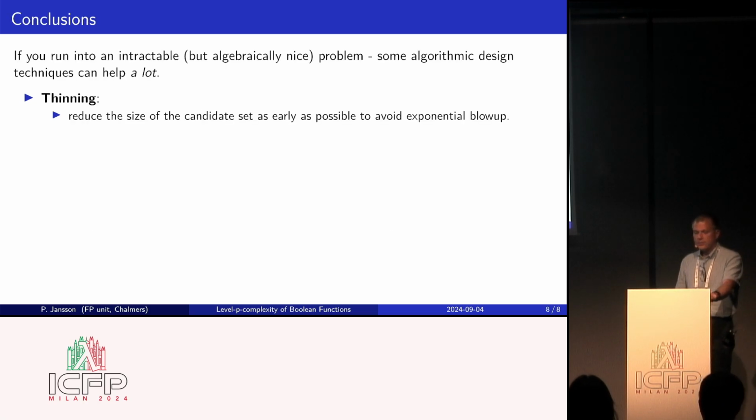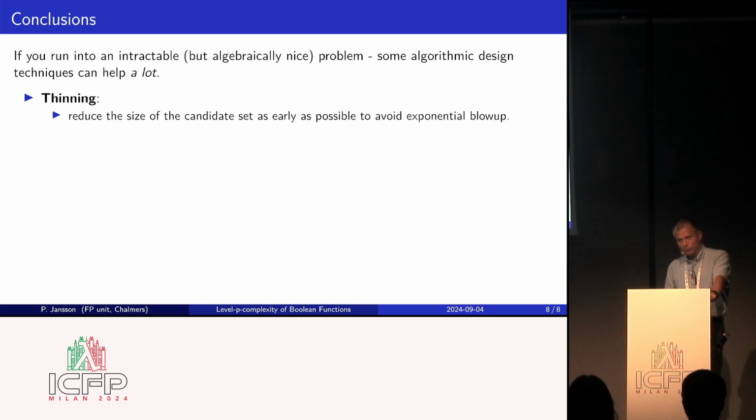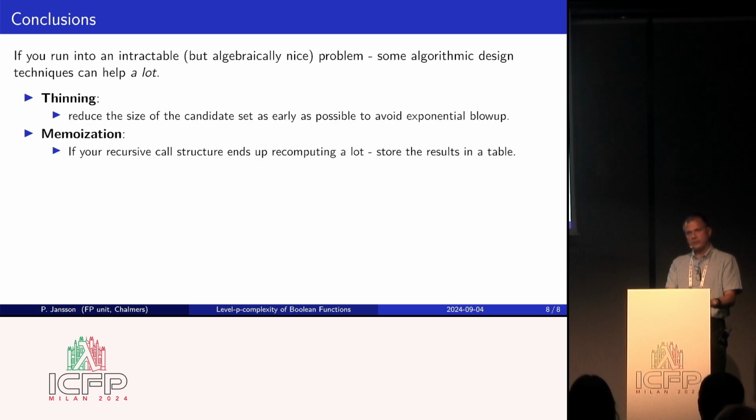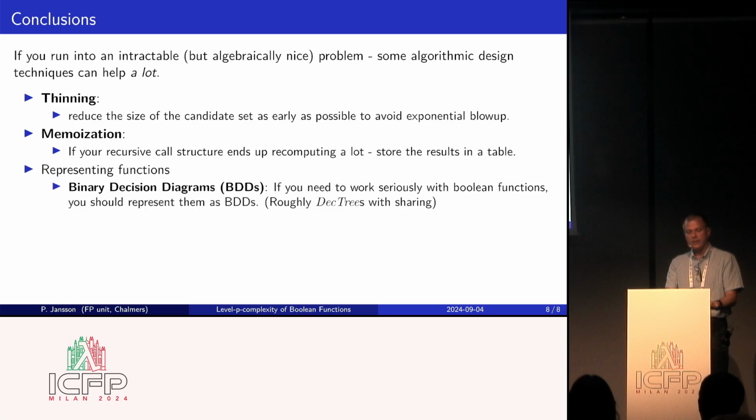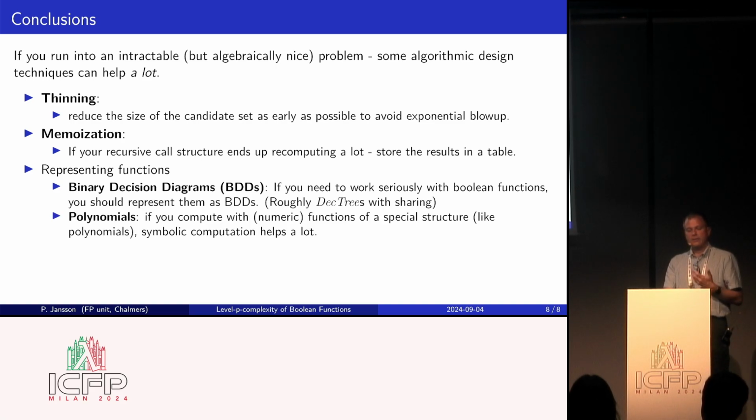Okay, conclusions. If you run into an intractable problem and you have happened to say that it should be easy to solve in Haskell, maybe you should look for some algebraic simplifications and things, like thinning to reduce the size of the sets you're computing, memoization to make sure that repeated calls don't need to be recomputed, representation of functions, here both the Boolean functions using BDDs, which are roughly decision trees with sharing, so not decision trees, but decision graphs or decision DAGs. And then finally, polynomials and exact computation with polynomials really helps the complexity down in this problem.